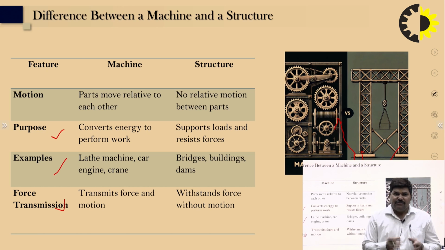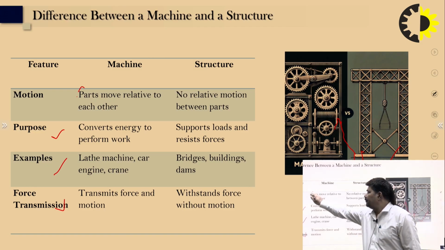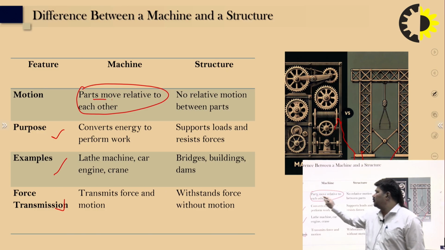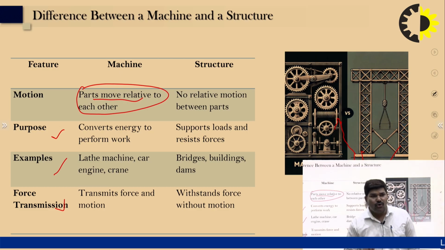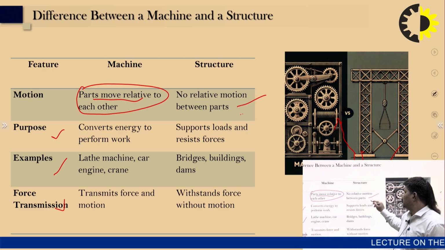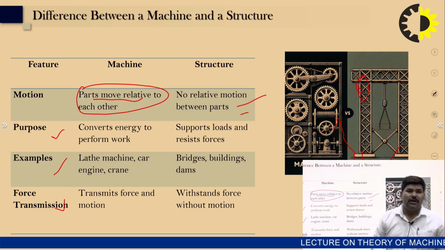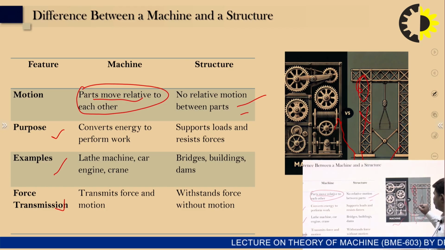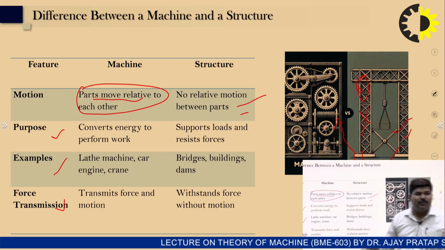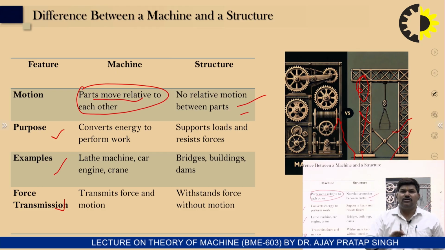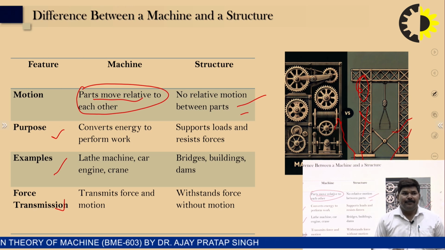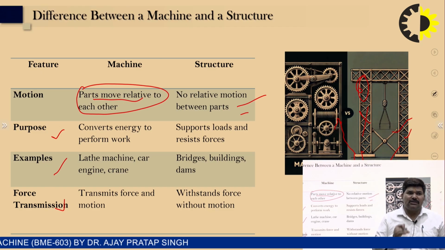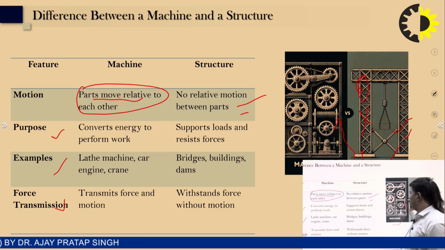Regarding motion, in a machine, the parts move relative to each other. But in a structure, there is no relative motion between any of the parts. What is the purpose? A machine converts energy to perform useful work. But a structure is supposed to carry the load and restrain the forces.